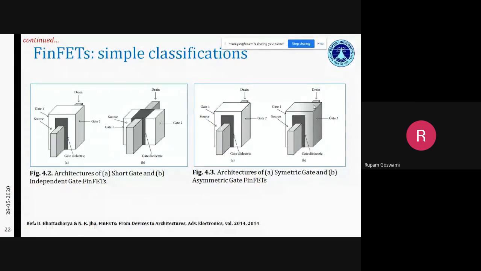So if you want your device to be perfectly modulated, and you are very confident that inclusion of two different work functions can give you the opportunity to explore more current in these devices, you can use the asymmetric gate FinFETs.